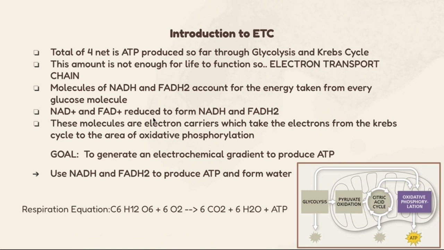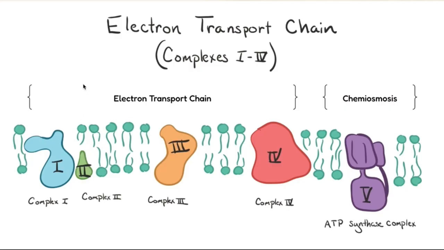The end goal of the ETC is to generate an electrochemical gradient to produce ATP. It's also to use NADH and FADH2 to produce ATP and form water as a byproduct. Listed below is the entire respiration equation. These first 4 protein complexes are involved in the oxidative part of oxidative phosphorylation, and ATP synthase is involved in the phosphorylation part, where ADP is being phosphorylated. Keep in mind that the names for all these protein complexes don't need to be memorized for the AP exam.